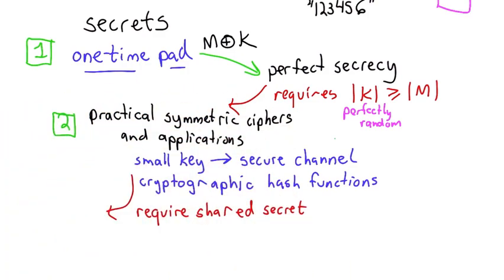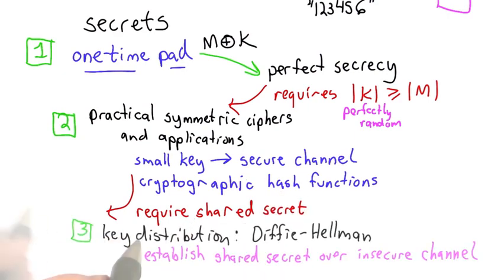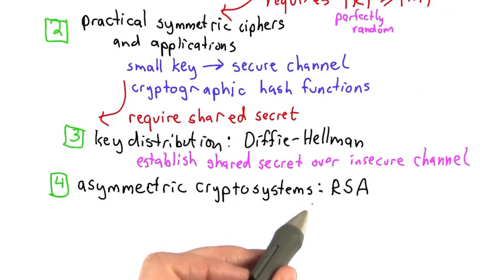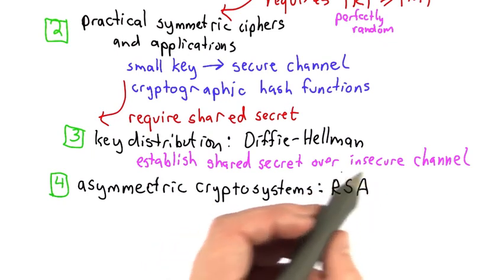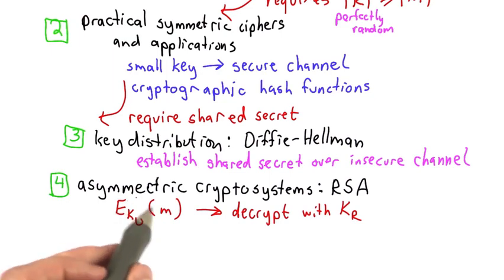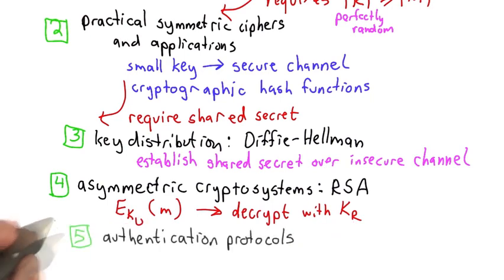The big limitation of symmetric ciphers is they require a shared secret between the two parties. In Unit 3, we talked about key distribution, focusing on the Diffie-Hellman protocol for key agreement, and that allows two parties to establish a shared secret starting from an insecure channel. That led to asymmetric crypto systems, in particular RSA, as an example of a public key crypto system, that provide the additional functionality where the encryption function doesn't reveal the decryption function. This enables lots of interesting uses of cryptography.